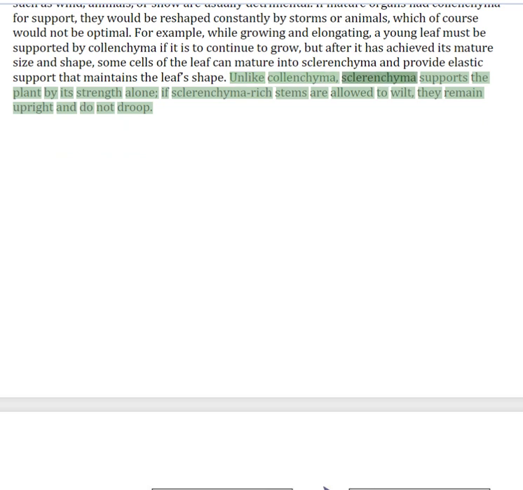Unlike collenchyma, sclerenchyma supports the plant by its strength alone. If sclerenchyma-rich stems are allowed to wilt, they remain upright and do not droop.